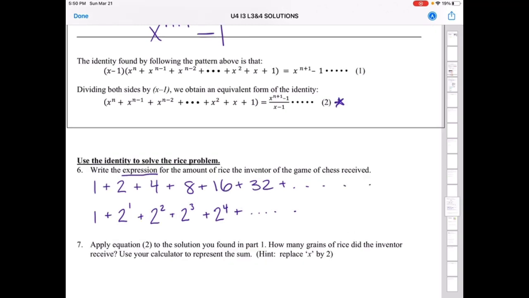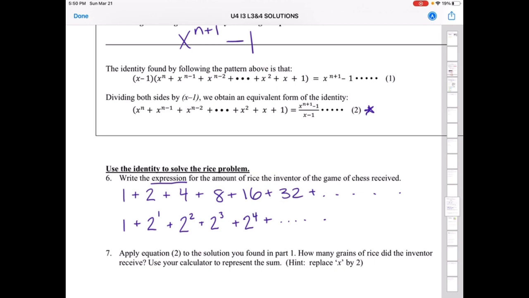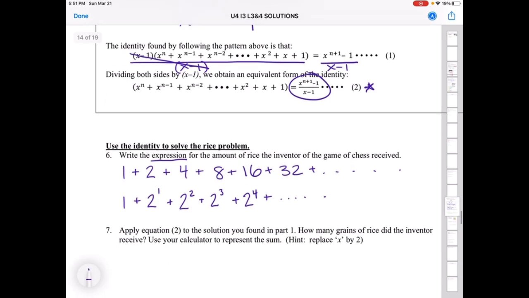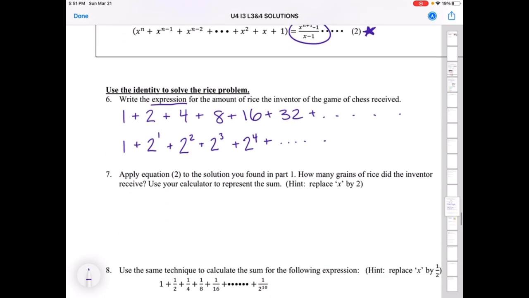But here, I just want to explain one thing. The only difference between this equation 1 and this equation 2 is that whenever we're multiplying by x minus 1 to some sort of polynomial, this is the identity that we came up with. However, if we're dividing back by that x minus 1, so we're dividing by x minus 1 on both sides, that's how they get this one. All right? So, now, I need to apply equation 2, they said. So I need to apply x to the n plus 1 minus 1 all over x minus 1.